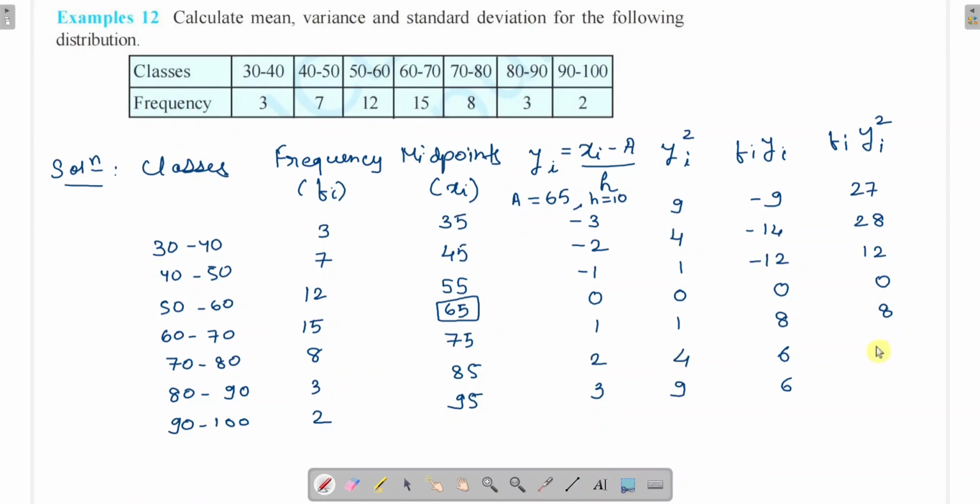3 times 4 is 12. Okay, 2 times 9 is 18. So now let us take the sum of fi first.